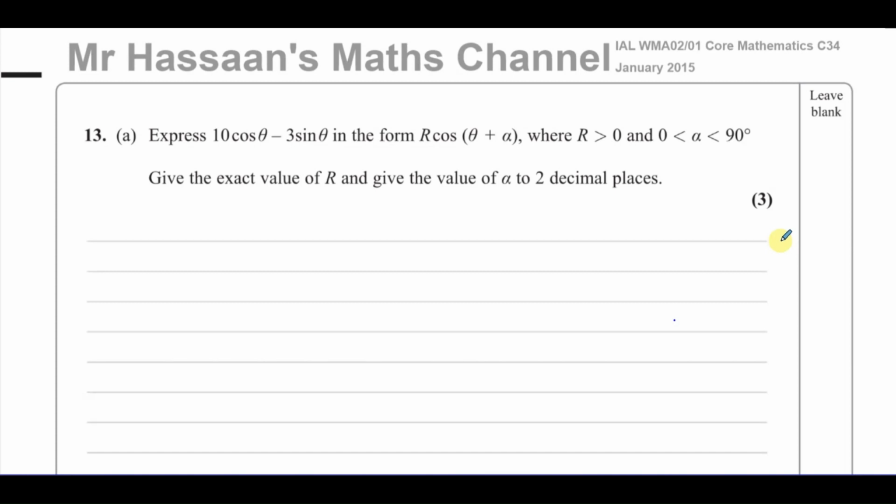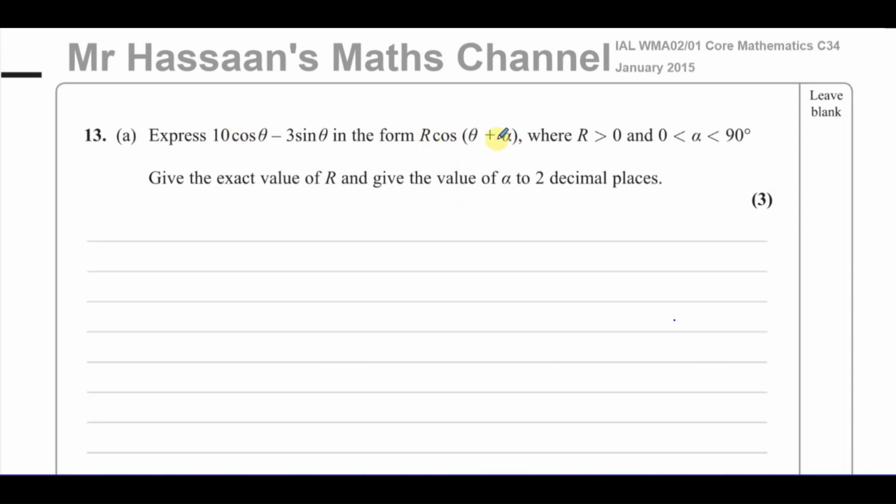trig identities and equations. And here we have question number 13, part A, where we're told to express this expression 10 cosine theta minus 3 sine theta in this particular form, where you express it as two separate ratios into one ratio, but now with a compounded angle. So the angle theta now becomes theta plus alpha, where alpha has to be found, and it's an acute angle, and it's some multiple times that.